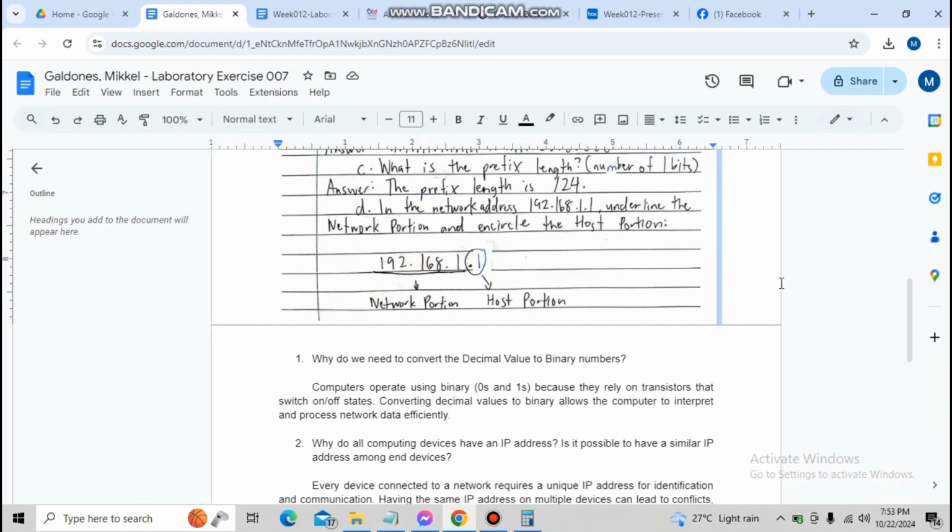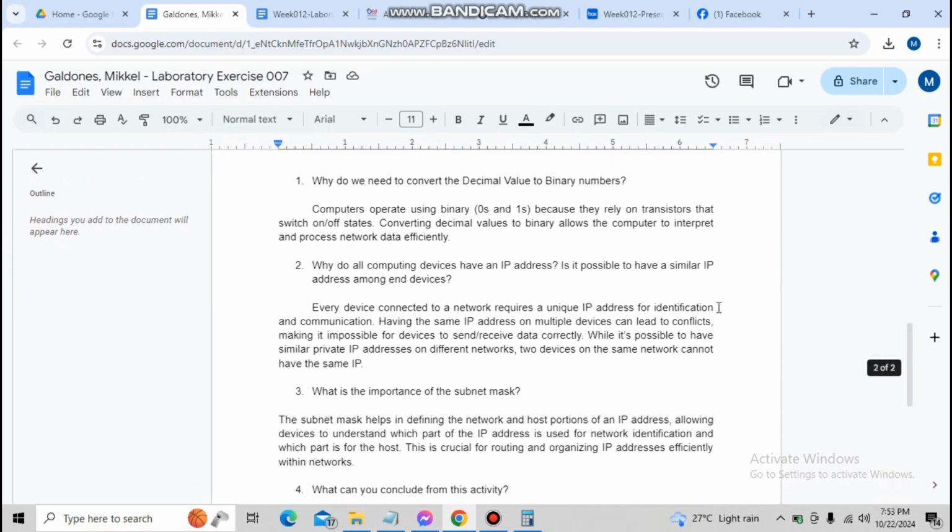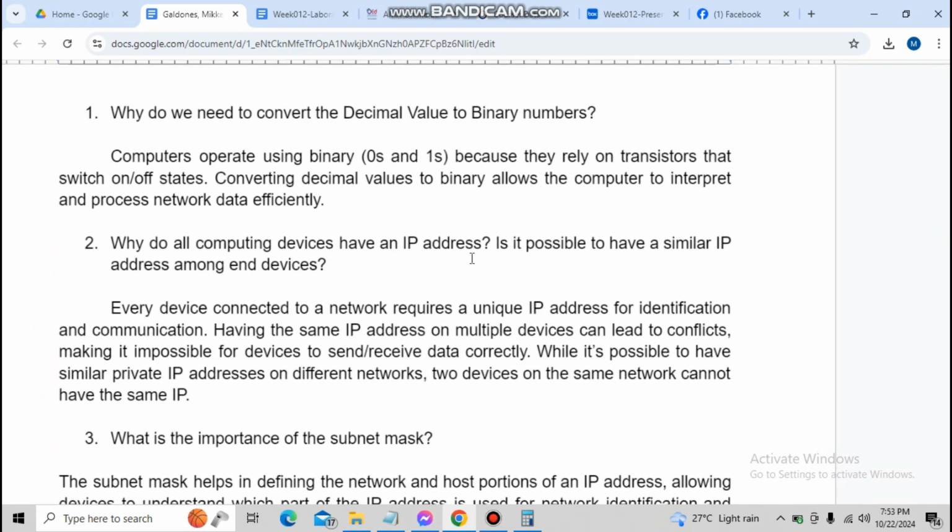Now, why do all computing devices have an IP address? Is it possible to have a similar address among end devices? Well, I've already answered a similar question in one of my previous YouTube videos, previous laboratory exercise, and I basically compared the IP address to an email address, since every device connected to a network requires a unique IP address for identification and communication. So, like an email address, as I said in that video, having the same IP address can lead to conflicts, making it impossible for devices to send or receive data correctly.